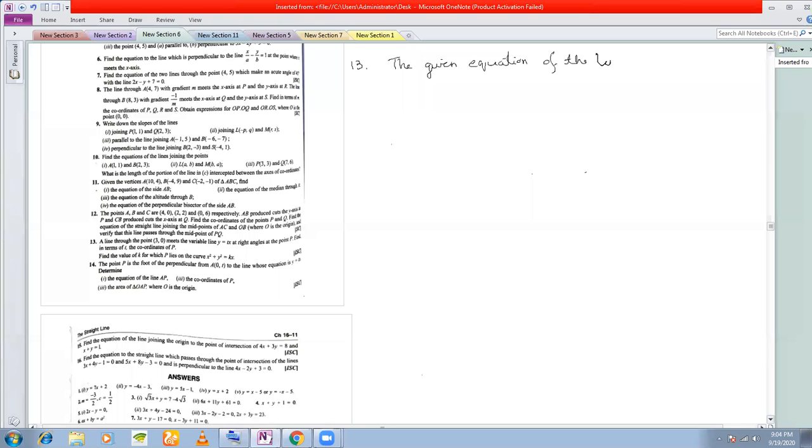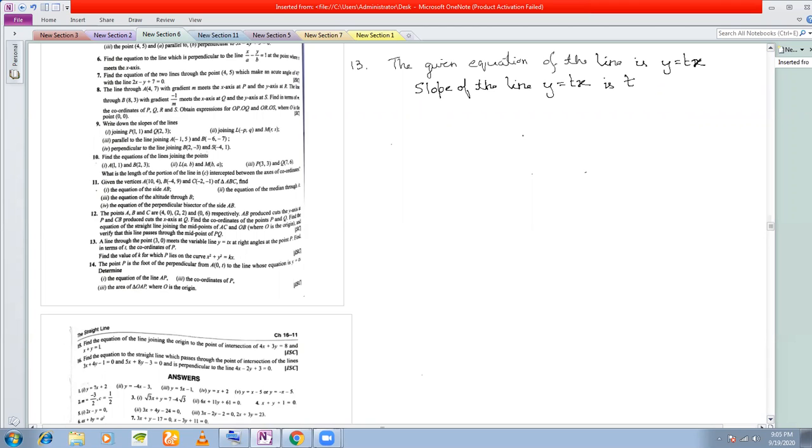The given equation of the line is y equal to tx. Now the line that is perpendicular to this line, what should be the equation? Clearly, what is the slope of this line? Slope of the line y equal to tx is t, because it is of the form y is equal to mx plus c.